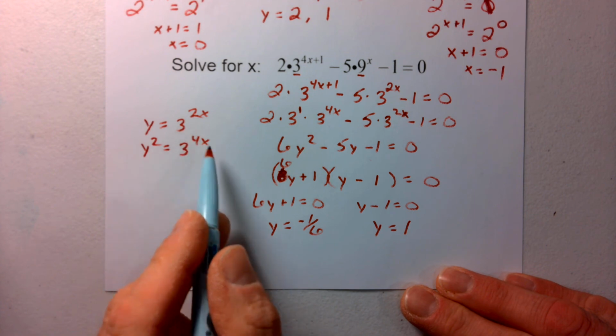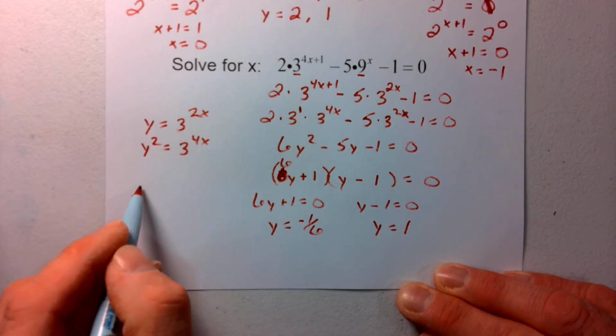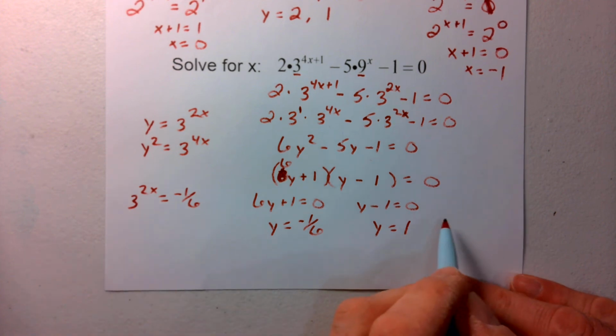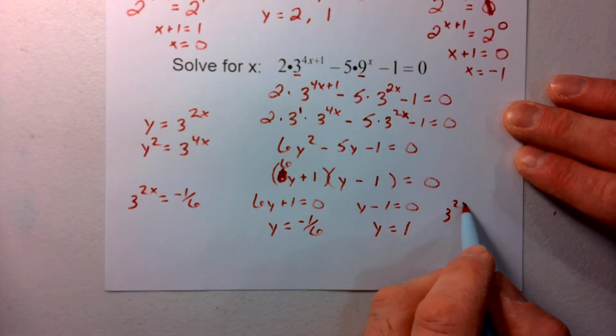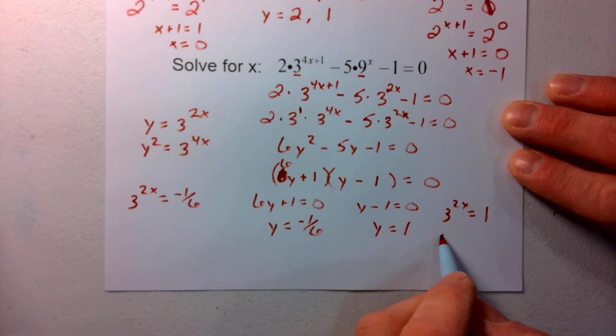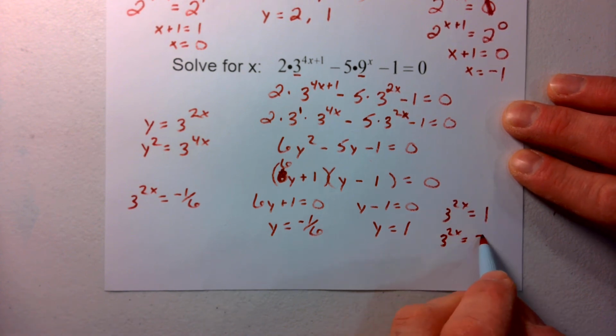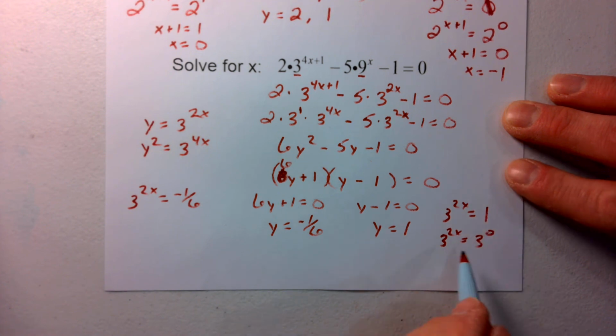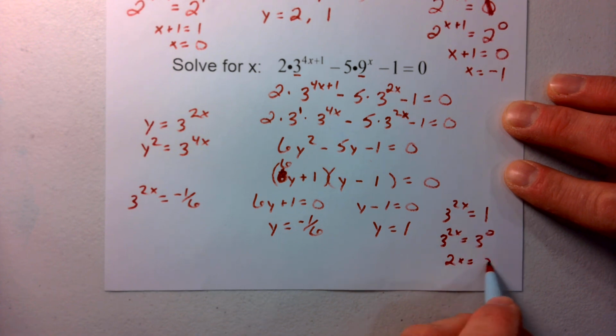I'm going to replace my y with 3 to the 2x. So I have 3 to the 2x equals a negative 1/6. And I'm going to come over here to the side. 3 to the 2x equals 1. I'm going to go ahead and solve this one first. So 3 to the 2x is going to equal 3 to the 0 again. Remember, if we have 1 as our base, we can change that base and take it to the 0 power. So 2x will equal 0, or x will equal 0.